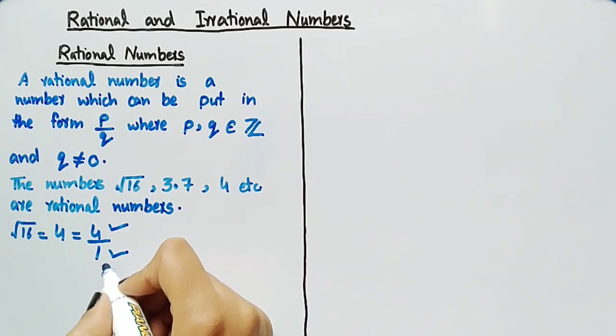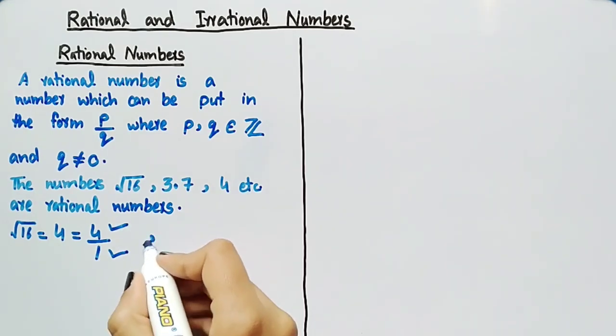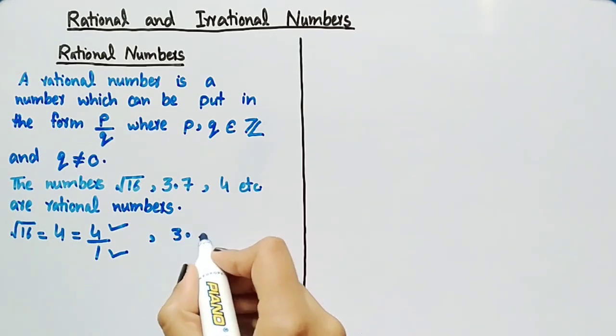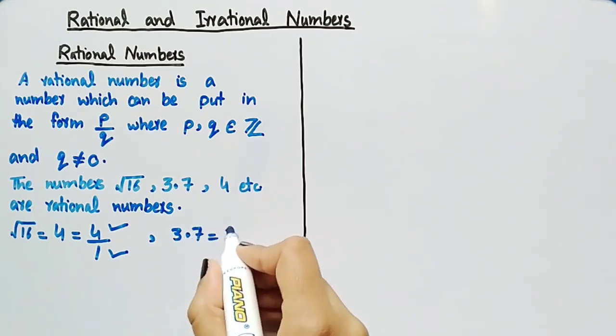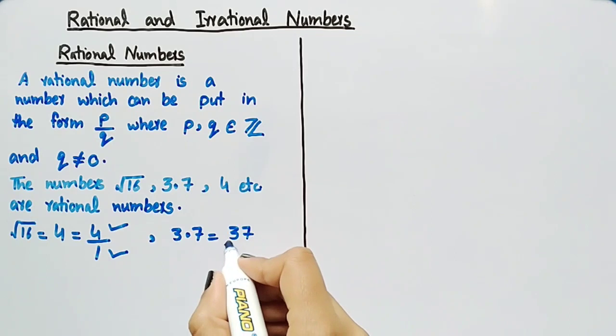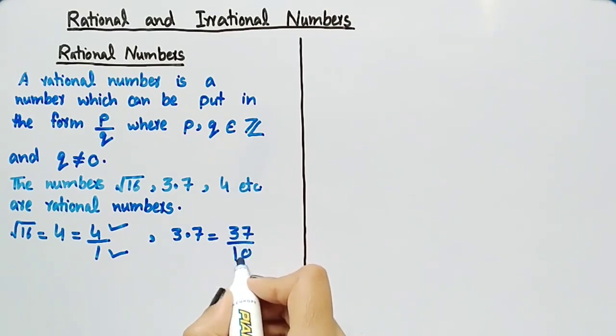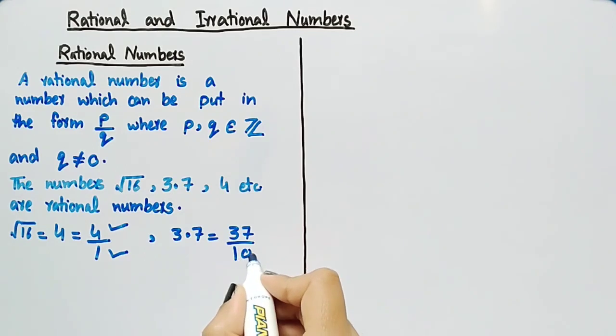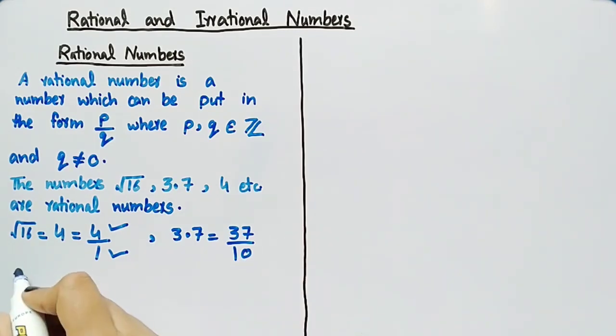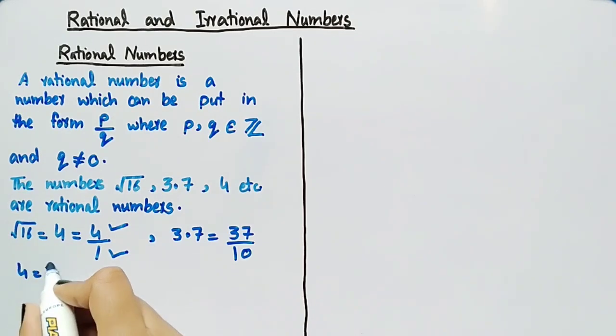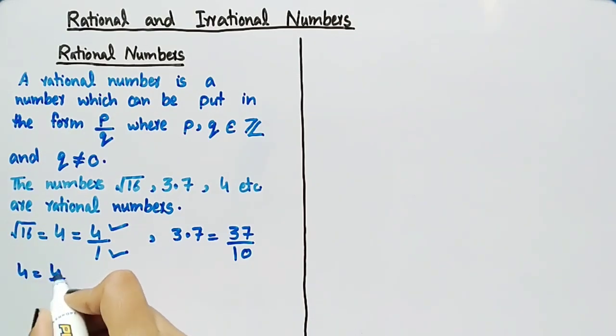In a similar way, 3.7 can be written as 37 divided by 10. Both 37 and 10 are integers and the denominator is not equal to 0. And similarly, 4 can also be written as 4 divided by 1. Both 4 and 1 are integers and the denominator is not equal to 0.